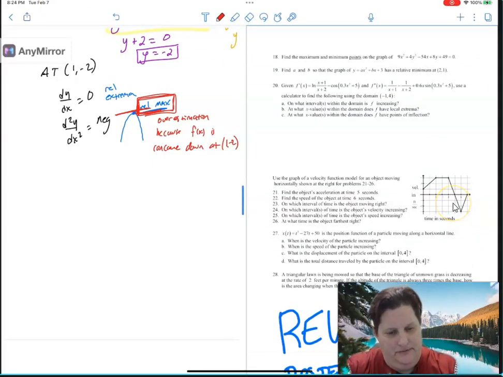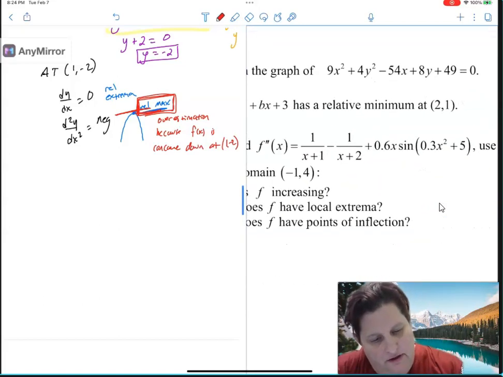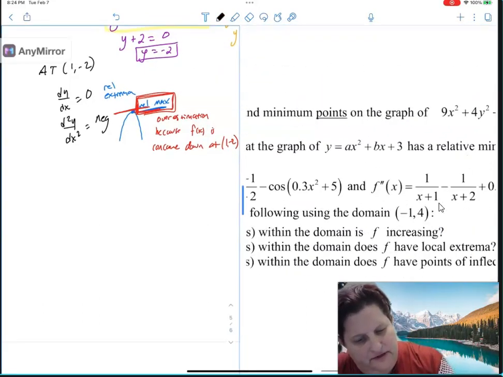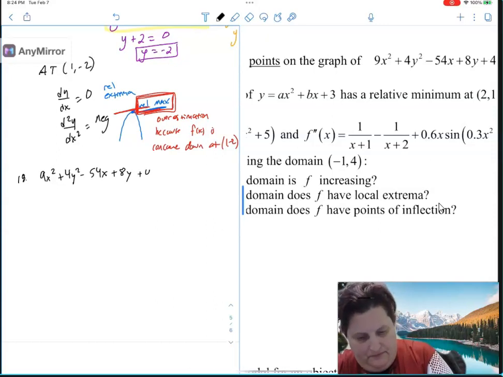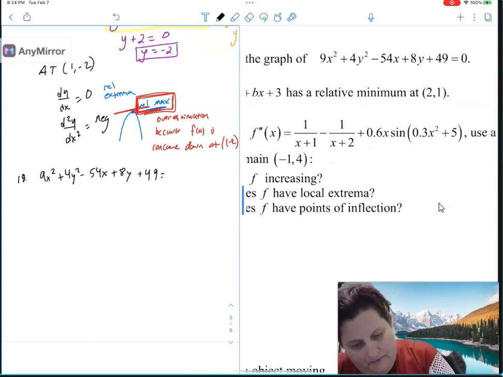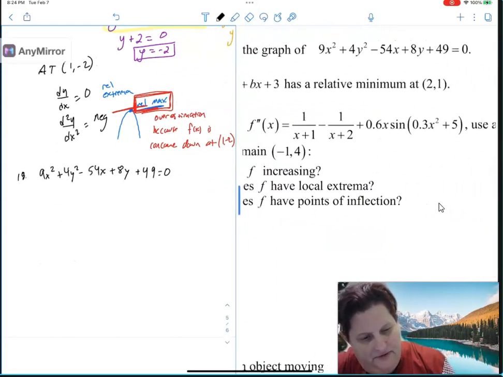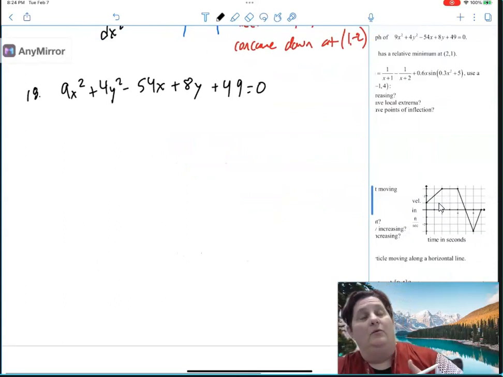All right, guys. There's a couple of quick questions we want to go through real fast here. Find the maximum minimum points on the graph of... Oof, this looks kind of crazy. What number was this? 18. Okay. And does it say just maximum and min, not absolute or anything? Okay. So maxes and mins, you guys, are when we want to check the critical points.